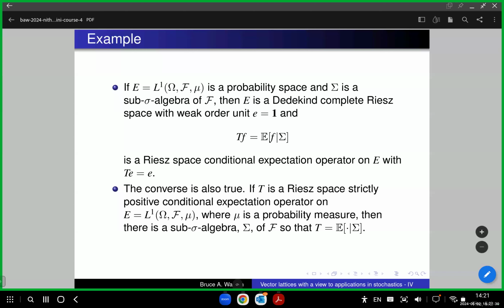The converse is also true. So if we take T as a Riesz space conditional expectation operator on L1 (Omega, F, mu), where mu is a probability measure, then there is indeed a sub-sigma algebra sigma of F so that T is equal to the conditional expectation with respect to sigma. So if we're working in the classical setting, we get what we should get.